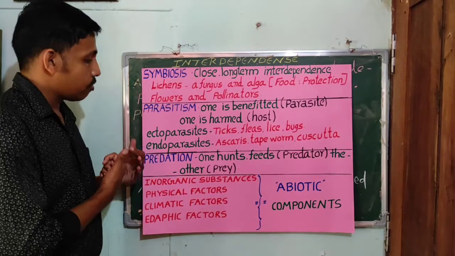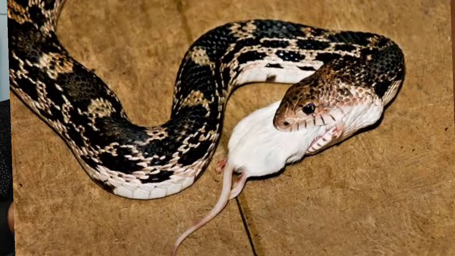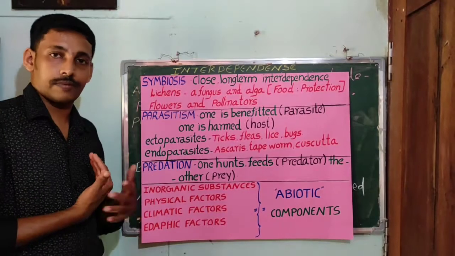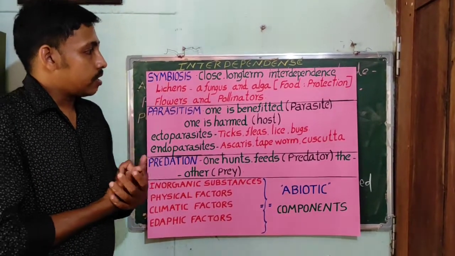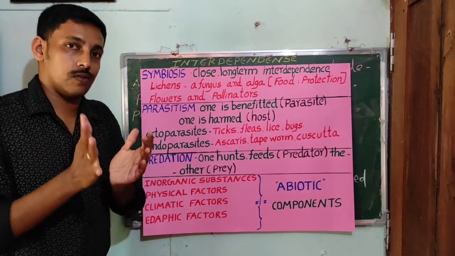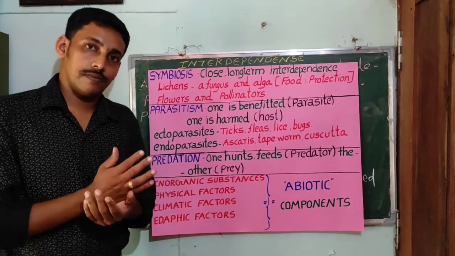So the interaction between the prey and predator is known as what? Predation. For example, in the case of a rat and snake, the rat is the prey and the snake is the predator. The organism which hunts and feeds is the predator, and the organism which is killed and eaten is the prey. These are some of the interactions, the interdependence between two different species. So we discussed symbiosis, parasitism and predation.